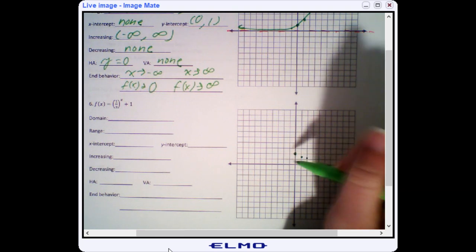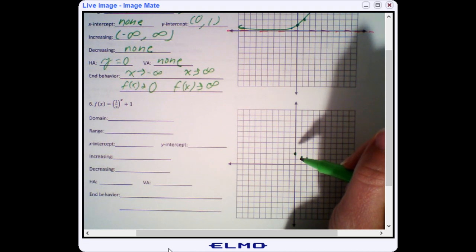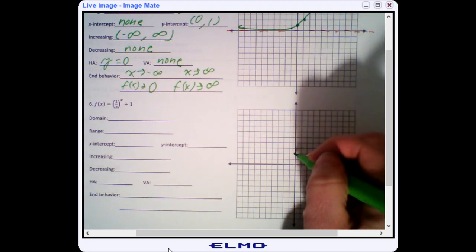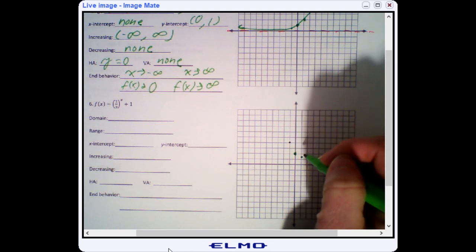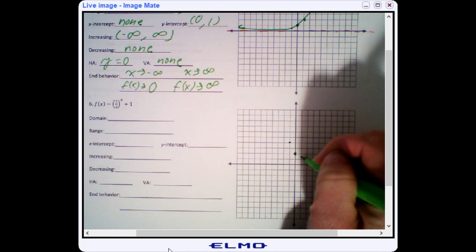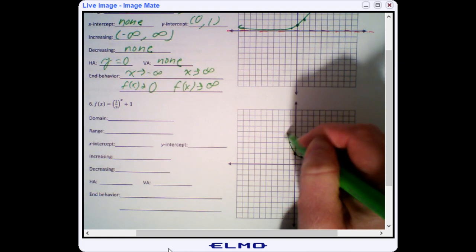On the left side, when we do the negatives, it's going to reciprocate. So 1/3 to the power of -1 would be 3, so we're going to get 4. So we're going to get something that looks similar to that.